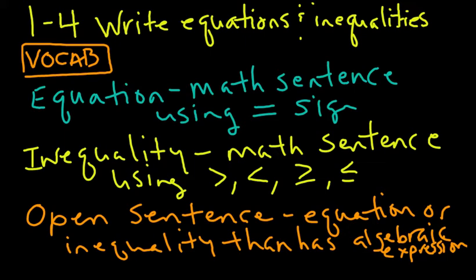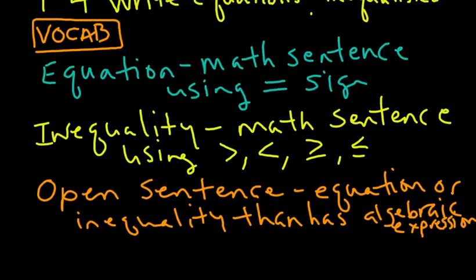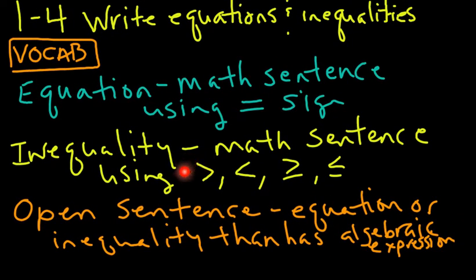First of all, an equation is a math sentence that has an equal sign. An inequality is a math sentence that uses greater than, less than, greater than or equal to, or less than or equal to. So if it has an equal sign, it's an equation. If it has one of these signs, it's an inequality. An open sentence means an equation or an inequality that has algebra in it. So that means it has to contain a variable.